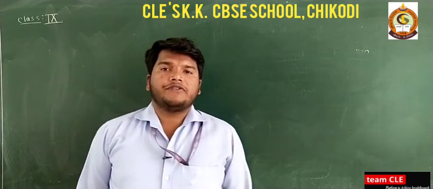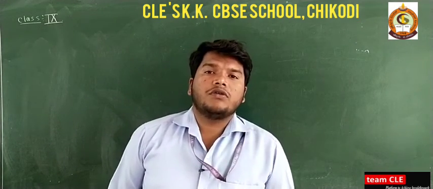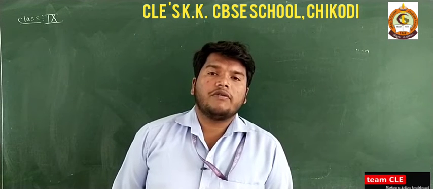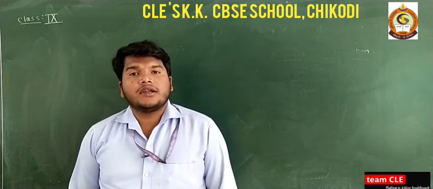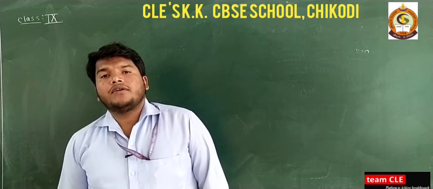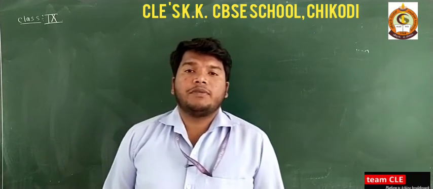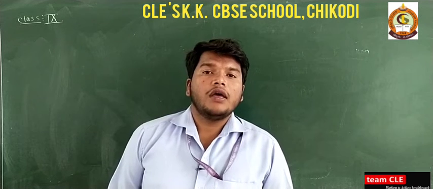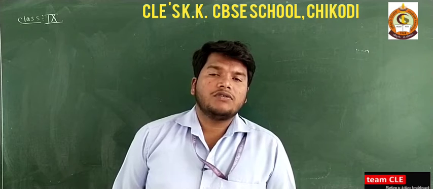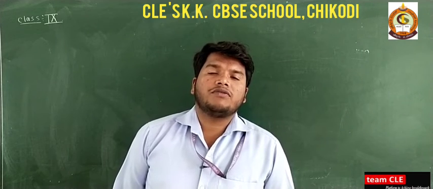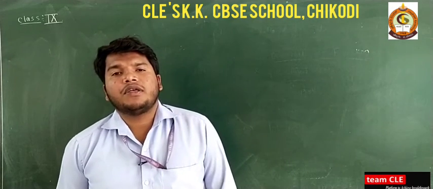Second identity, we have (x − y)² = x² − 2xy + y². Next we have the third identity, that is x² − y² = (x + y)(x − y). And the fourth identity, we have (x + a)(x + b) = x² + (a + b)x + ab.